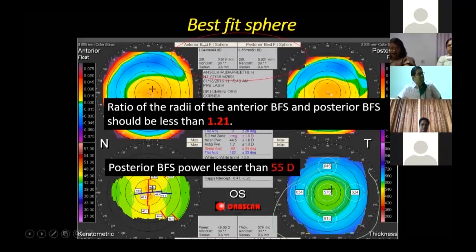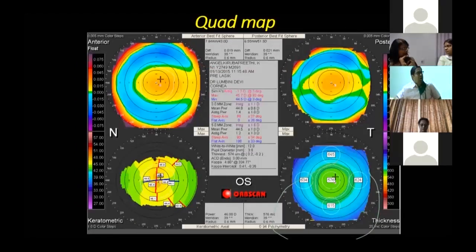So first is the ratio of the radii of curvature, anterior BFS versus posterior BFS, which should be less than 1.21. Here it is, this ratio should be less than 1.21. Similarly, posterior BFS should be less than 55 diopters. So this is here, and it should be less than this. Go to next. This quad map you can see, and this is almost a normal scan.